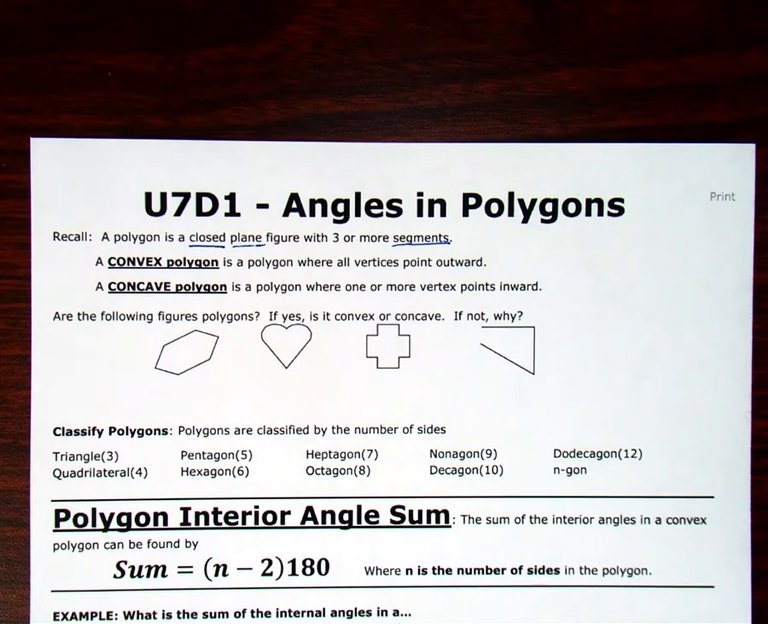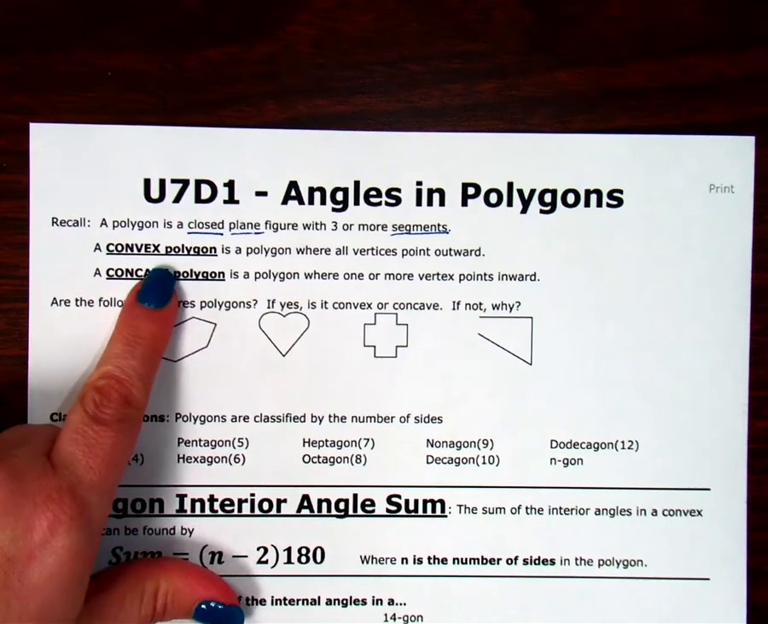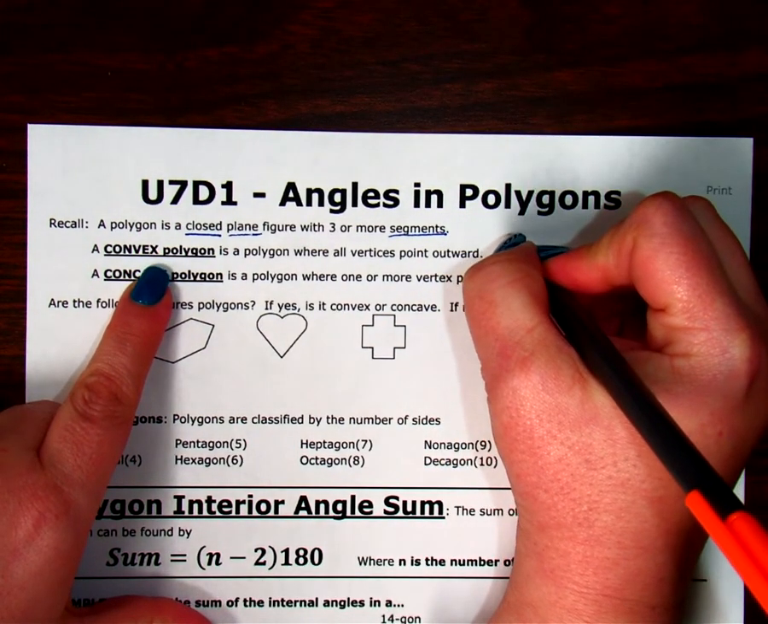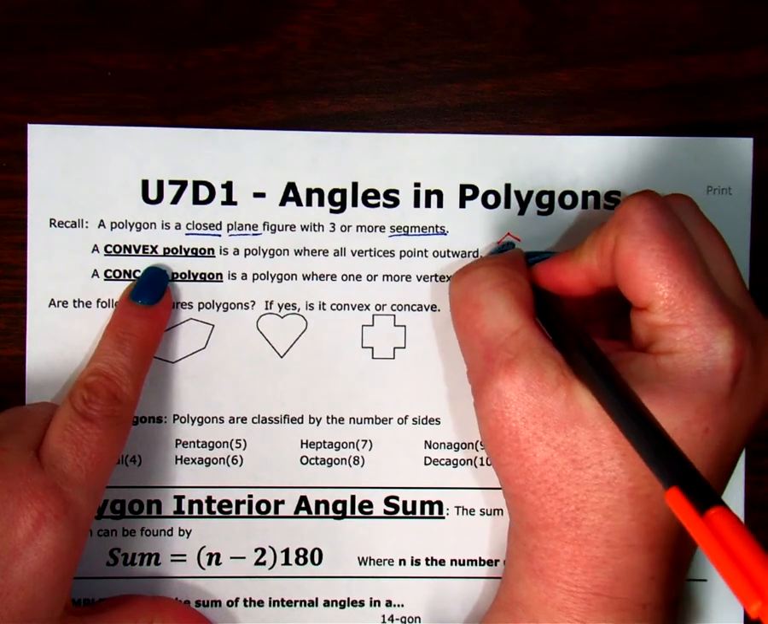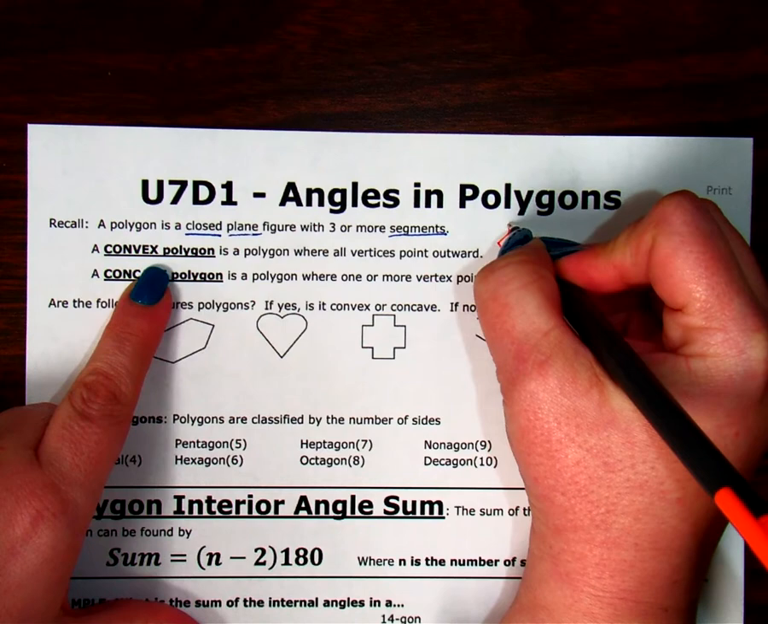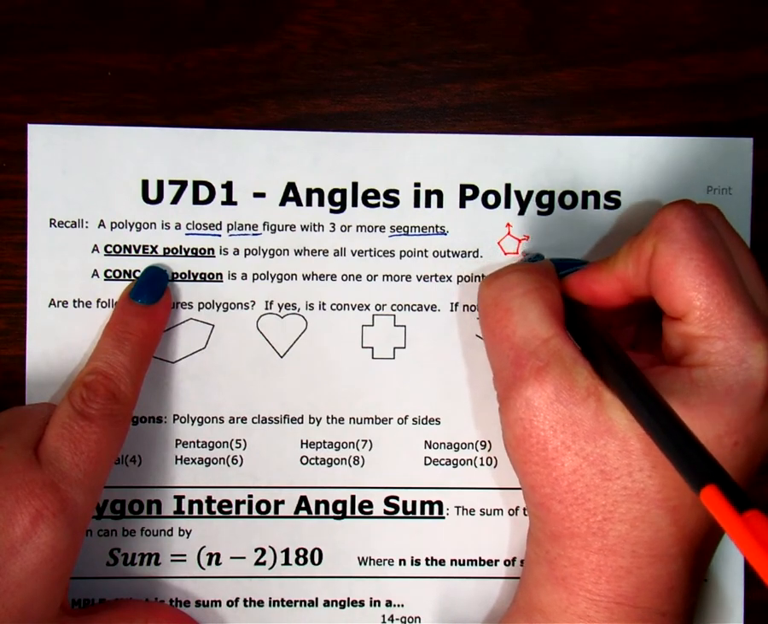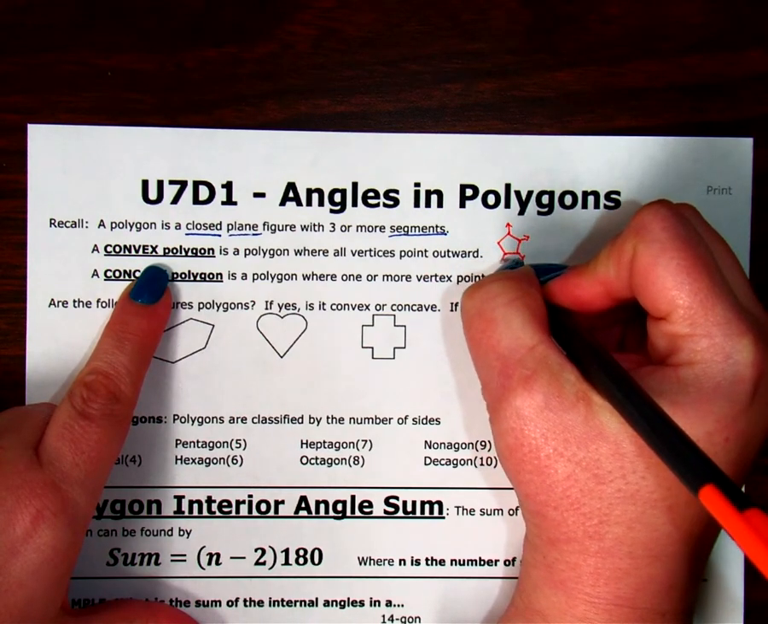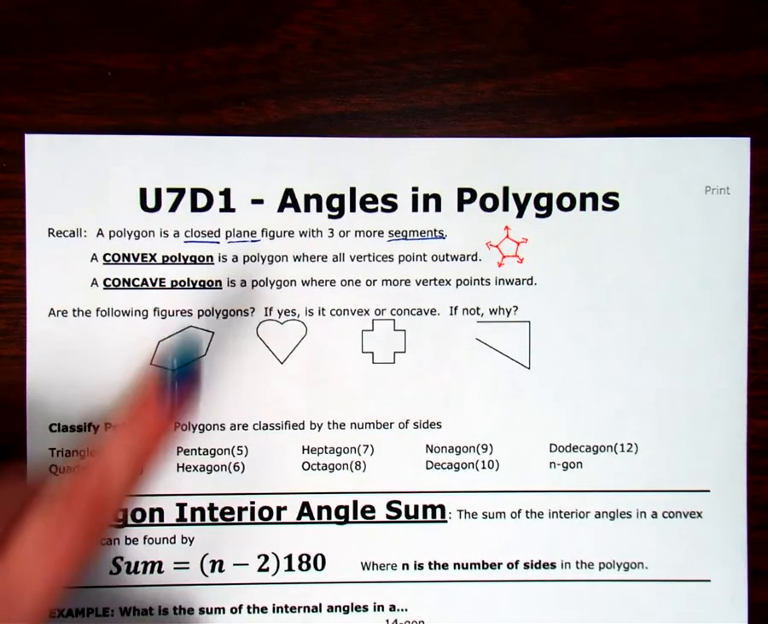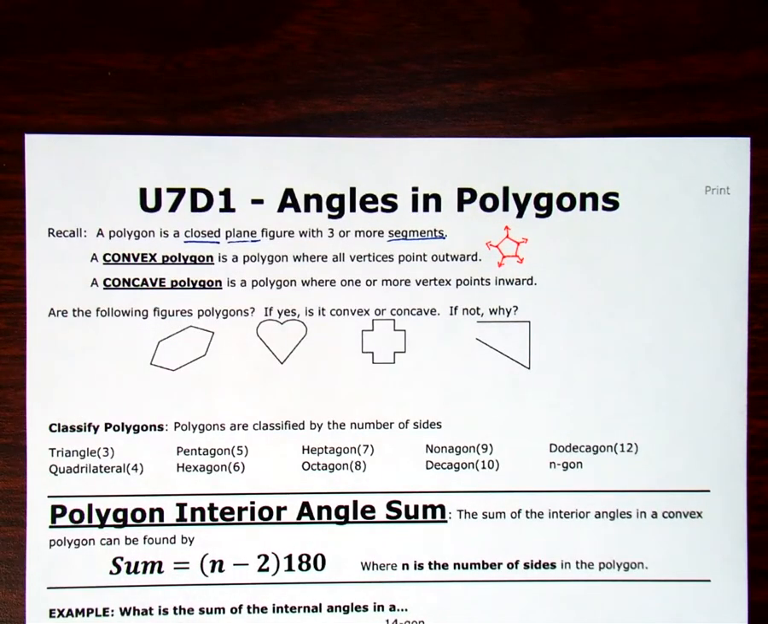We have 2 types of polygons that we're going to talk about today. We're going to talk about convex polygons, and that's a polygon where all of our vertices point outwards. So if you think about a standard regular pentagon, for example, or a trapezoid, all my corners are pushing outwards. So this would be considered a convex polygon. All my corners point outwards.